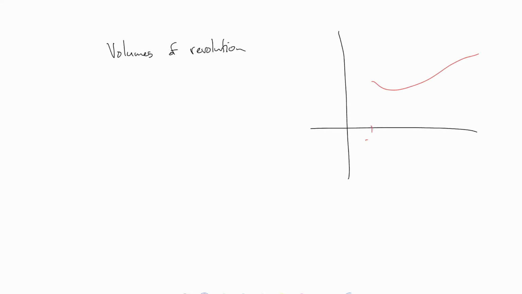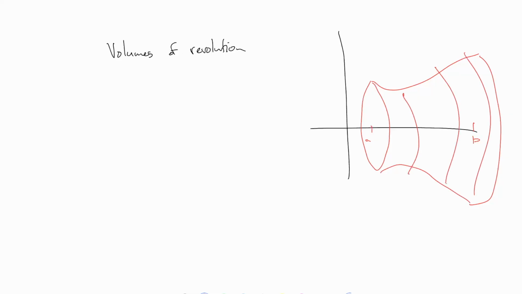And YouTube sometimes. We've been talking about volumes of revolution. I want to talk some more about that today. Remember, the basic idea is you have some piece of a function from A to B, and when you revolve it around the x-axis, it makes a big volume like this. And there's a formula for the volume of that thing.